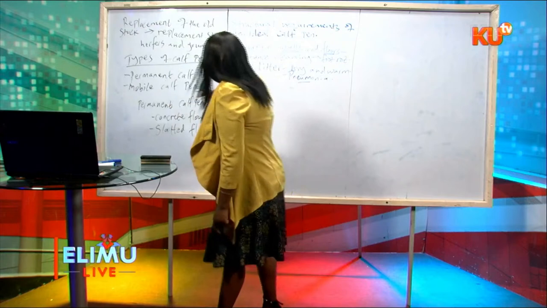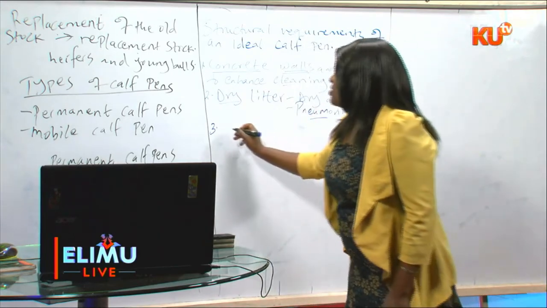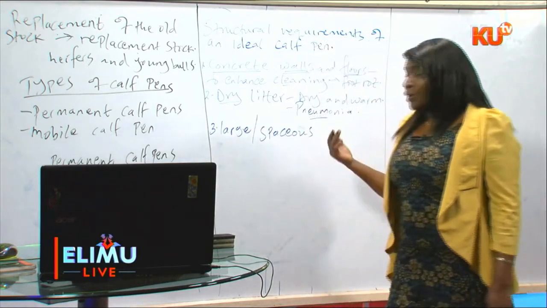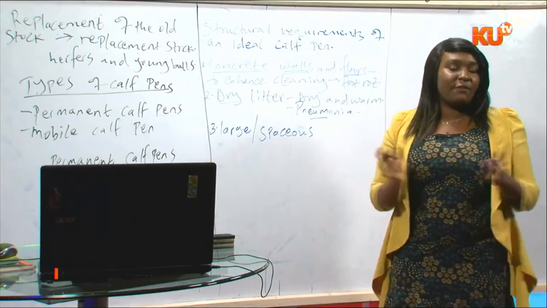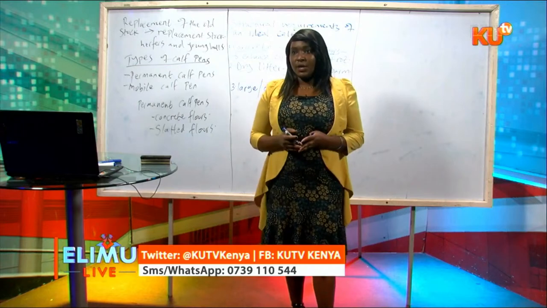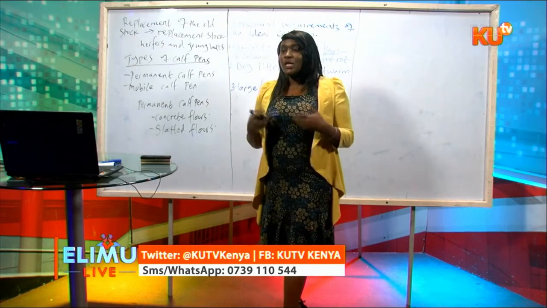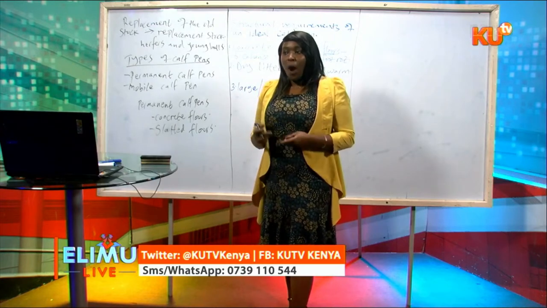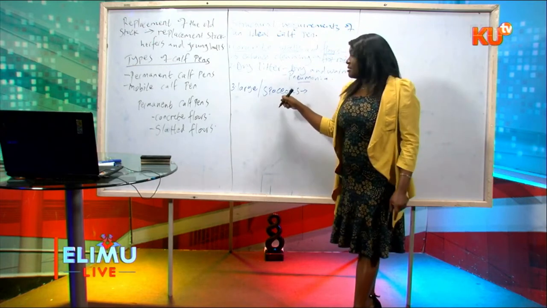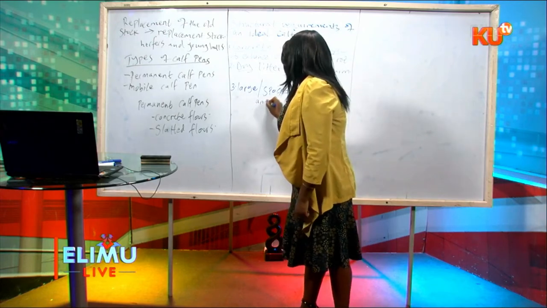So the number three requirement of a calf pen is that the calf pen should be large enough, or you can say spacious. And how do we do this? Of course, we ensure that we construct a large calf pen for each calf. Why should it be spacious? Why do we need spacious houses? At the end of the day, I really like relating animals to human beings. Why do you think we require a spacious house? In the case of animals, or in the case of these calves, they require a lot of space for exercise. Exercise is very crucial. Exercise and feeding.